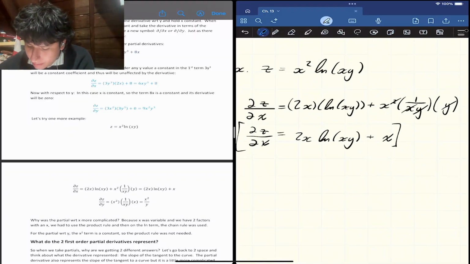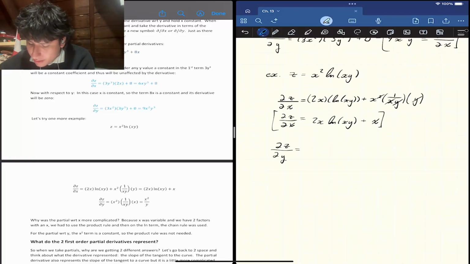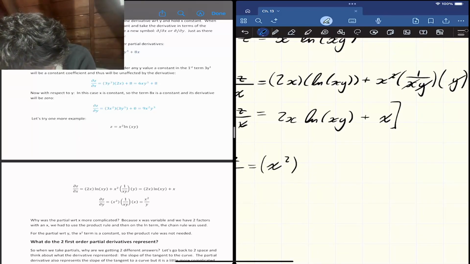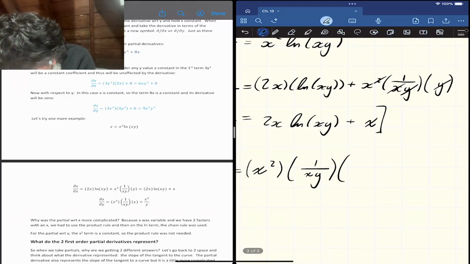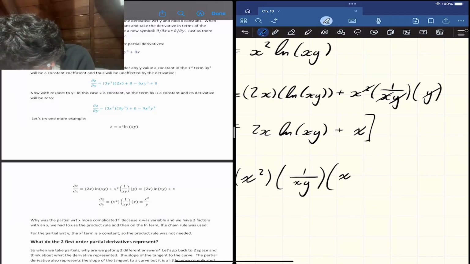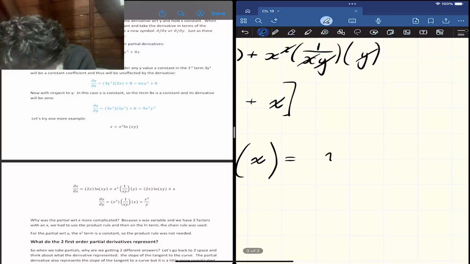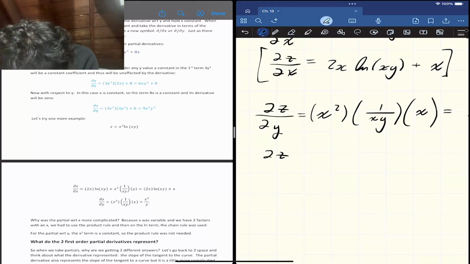Really not that bad. I'm assuming it's going to get a lot more difficult later on, but here, let's do a partial of z now with respect to the y. In this case, I'm just going to read off because I can't be asked to do it. So this x squared would stay here because it's a constant, times now 1 over xy, times now x, because that y would go away, which would now just be equal to x squared over y. And this would be your partial with respect to y.